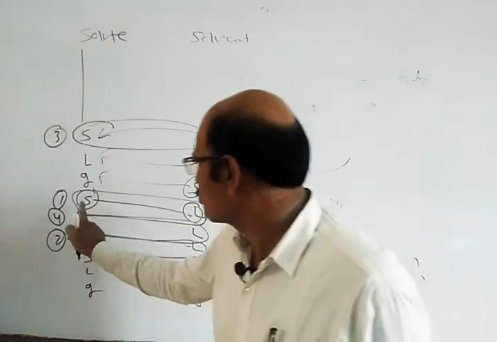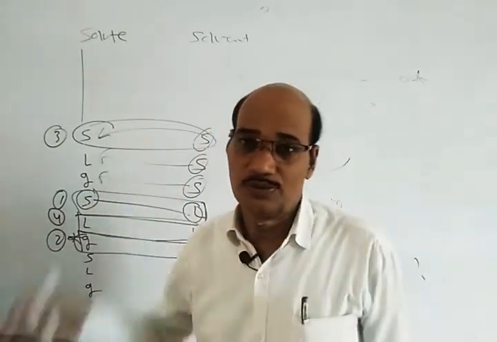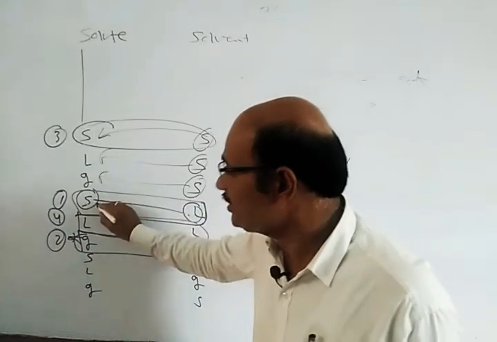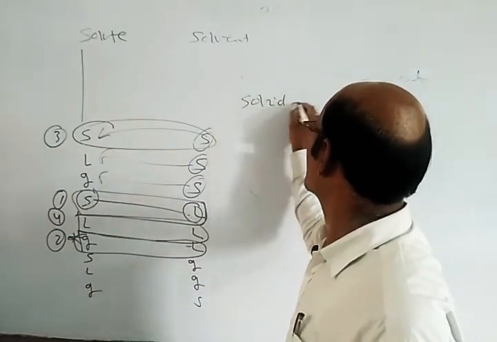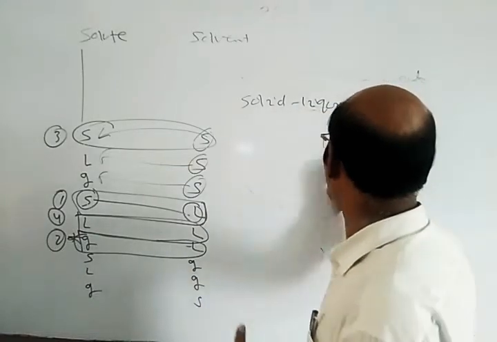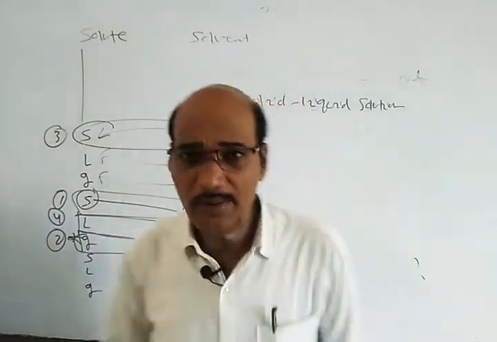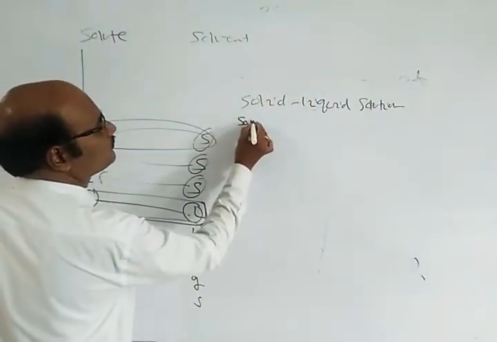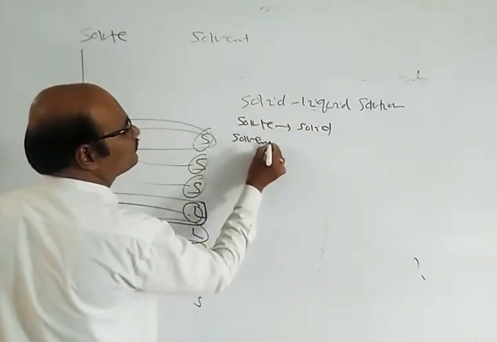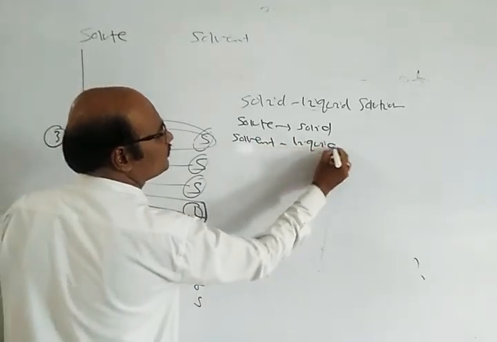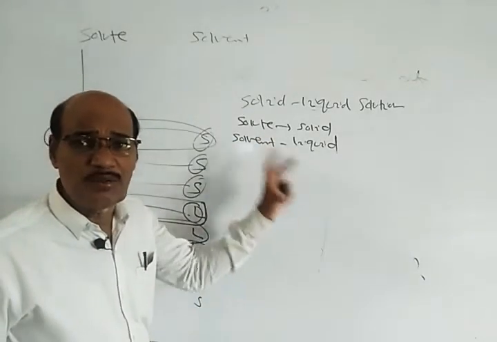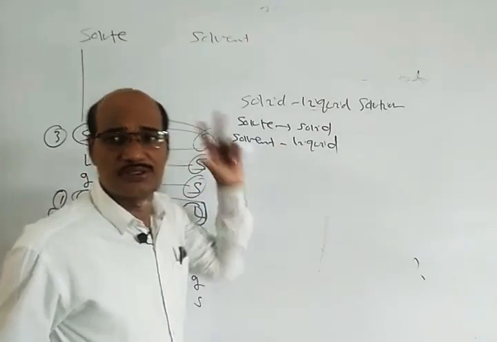Now, what is a solid-liquid solution? In the solid-liquid solution, we have a solid solute and the solvent is liquid. So a given amount of solute is dissolved in a given amount of the solvent.